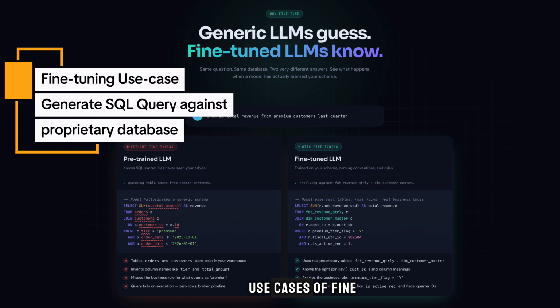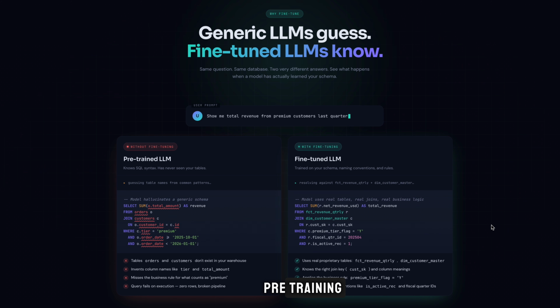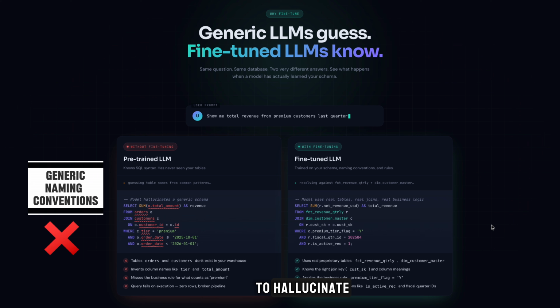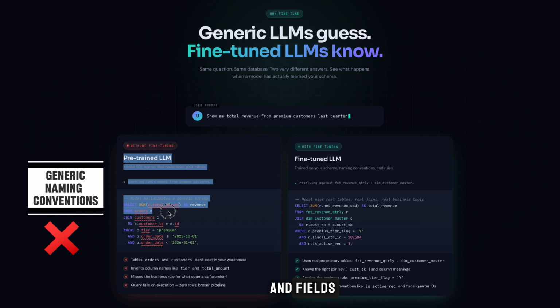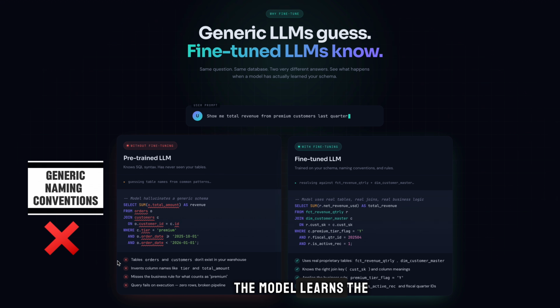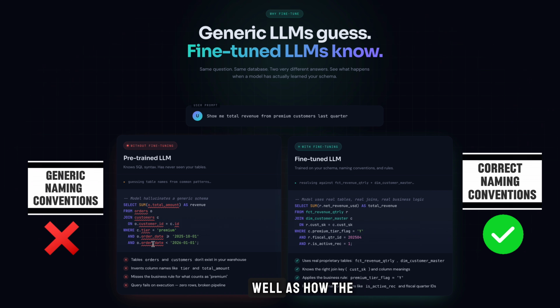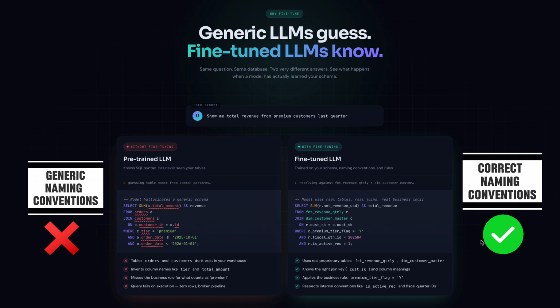One of the useful use cases of fine-tuning is to generate accurate SQL queries against a proprietary database schema whose custom tables, fields, and relationships were never seen during the pre-training. Without fine-tuning, the model is going to hallucinate. It is going to create SQL which does not have these proprietary table names and fields. However, with fine-tuning, the model learns the exact table names, the column meanings, as well as how the tables relate to each other. It also picks up the business-specific rules and naming conventions used in the organization. This means that users can ask questions in plain English and get correct SQL in return.